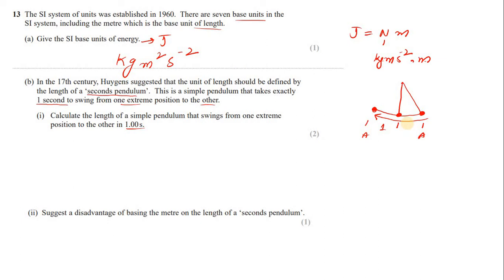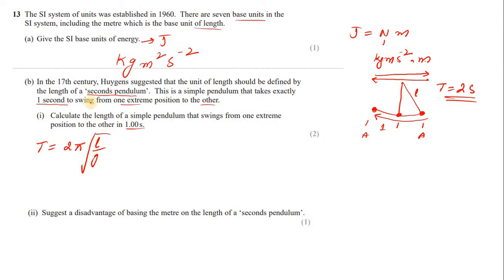What about the time period? Time period is the time for one oscillation. One oscillation is when the pendulum starts from A, goes to A dash, and then returns. So basically the time period T is 2 seconds, and this is the time period for a second pendulum. We need to find the length of this pendulum, and for that you should know the formula for the time period of a simple pendulum of any length. So time period T is equal to 2 pi square root of L upon g.